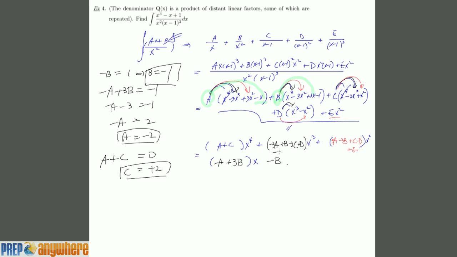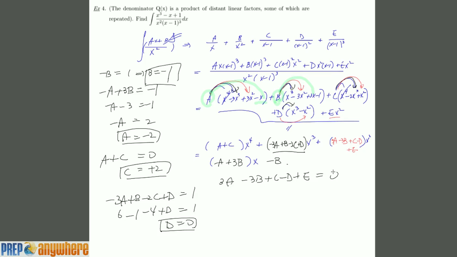So we're in a good position to find D and E. Minus 3A plus B minus 2C plus D must equal 1. A was found to be negative 2, so it's 6. B was found to be negative 1, so minus 1. Minus 4. That gives you 1, so D actually is equal to 0. That's good. Lastly, 3A minus 3B plus C minus D plus E. There's no x squared term, so it's going to equal 0. D is gone. A was negative 2, so negative 6. B was negative 1, so positive 3. C was equal to plus 2. So that's negative 1, so E is actually equal to 1. All right, so we found everything.